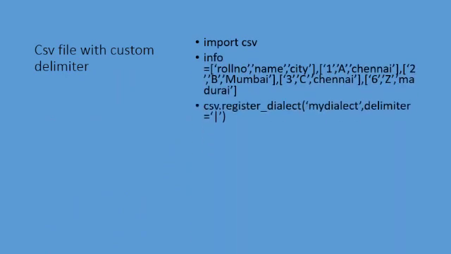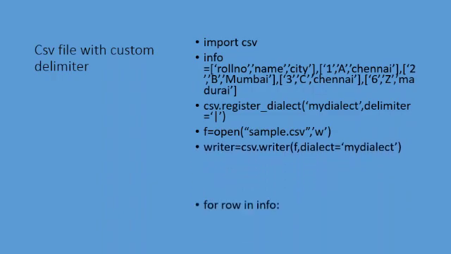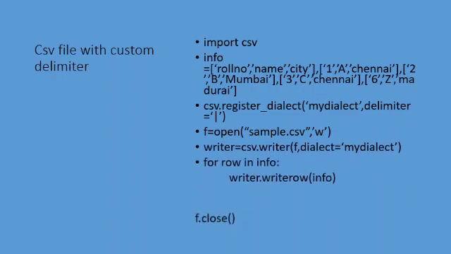The first one, CSV file with custom delimiter. For this, let's see the program. First, import csv, our normal module, the csv module we are importing. Next, info is a variable which contains the data. It has many rows. First row: roll number, name, city. Second row: 1, A, Chennai; 2, B, Mumbai; 3, C, Chennai; 6, Z, Madurai. So these are the things I am going to write.